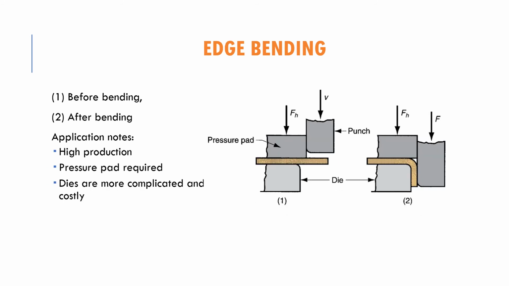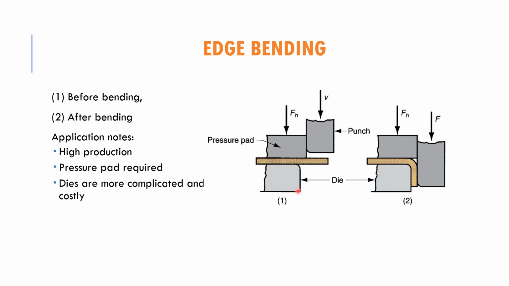And here is the edge bending. If you look in here, this is the metal sheet, and there will be pressure on this part, what we call the pressure pad. Then there will be a punch that will bend the sheet over here. Instead of cutting, this is more bending of the edge. Then you will get the shape like this one.